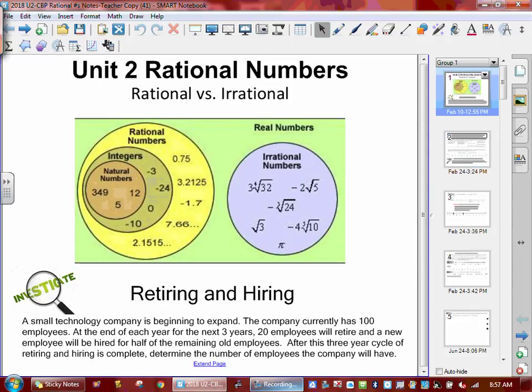Okay, this is Unit 2, rational numbers. So we're going to be doing the difference between rational numbers in terms of all of our BEDMAS operations. Okay? So we're going to be taking separate things here. Now, what we're going to look at here is called a Venn diagram. Now, a Venn diagram is just basically a picture of a way to organize or categorize things.